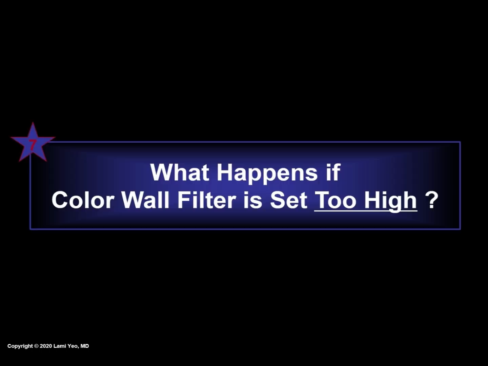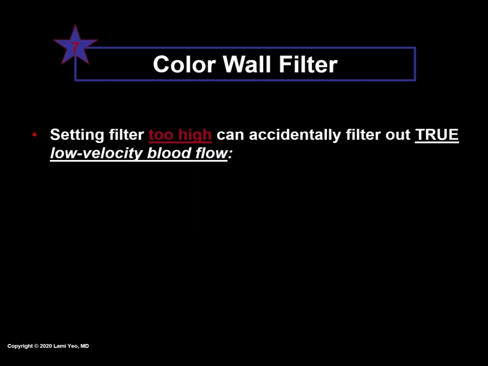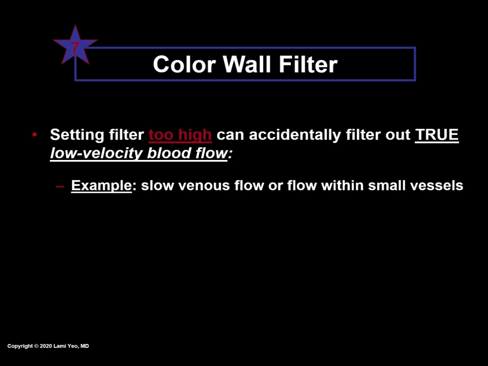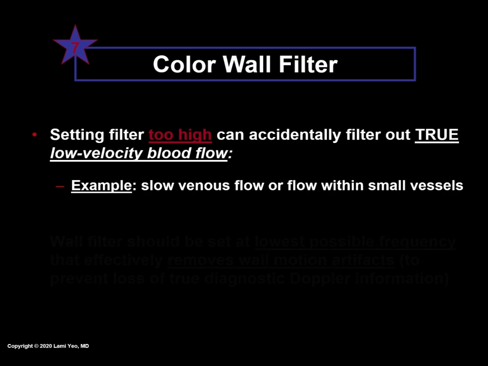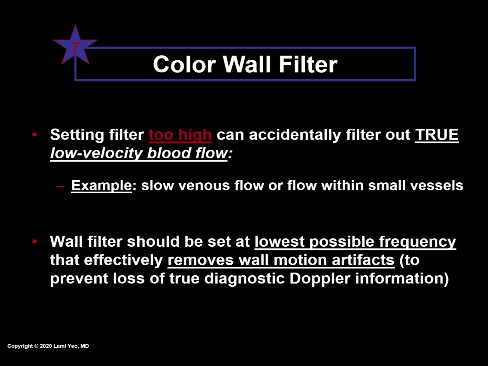Now, what happens if the color wall filter is set too high? The wall filter should be applied with caution, especially when there is low flow. Setting the wall filter too high can accidentally filter out true low-velocity blood flow, such as in slow venous flow or flow within small vessels. Therefore, the wall filter should be set at the lowest possible frequency that effectively removes wall motion artifacts to prevent loss of true diagnostic Doppler information.